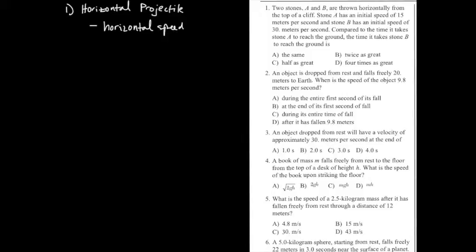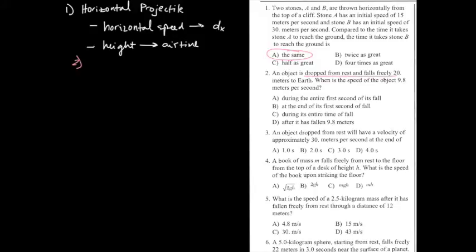In the horizontal direction, the speed only affects the horizontal distance, whereas the vertical height that it stands from also adds onto the airtime of the object. So to increase the height, you increase the airtime of the object. The horizontal speed has nothing to do with the airtime. And so since they're from the same height, they're going to have the same airtime. Choice A.